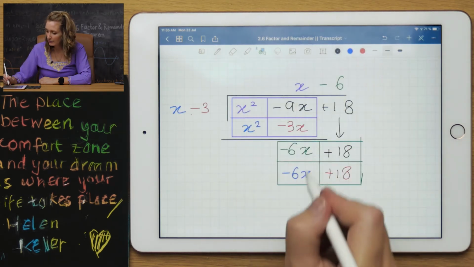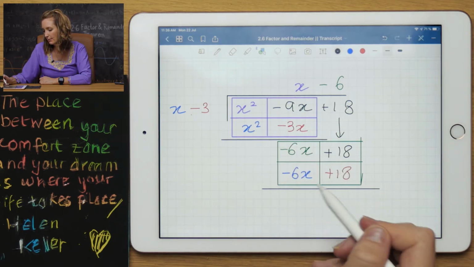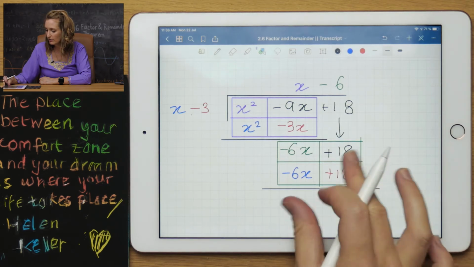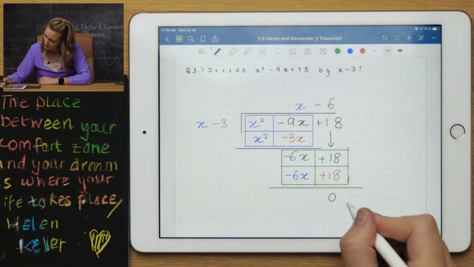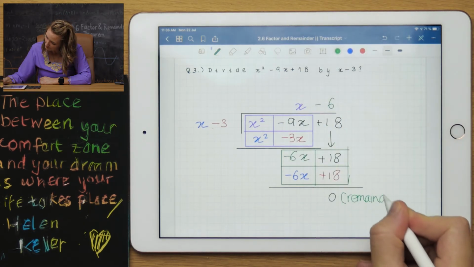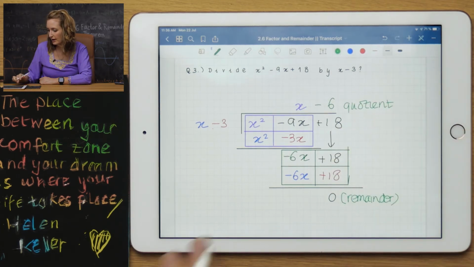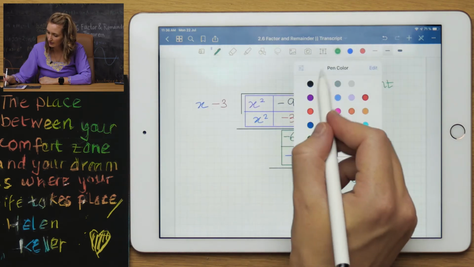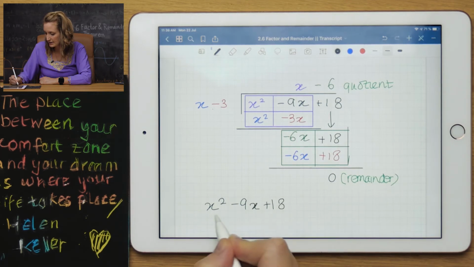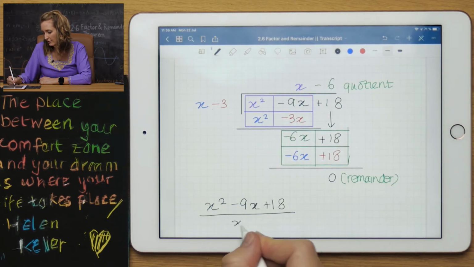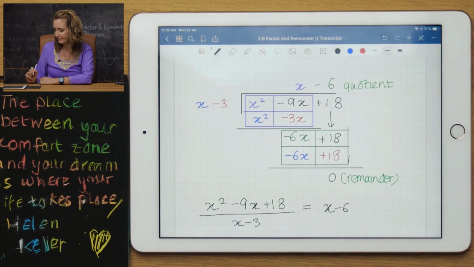And then we calculate the remainder. Minus 6 minus minus 6 would be nothing. Plus 18 minus positive 18 would be 0. So we can say that this is the remainder here. And this is the quotient up here. Okay, if you wanted to write it, you could write your answer like this. You can write x squared minus 9x plus 18 divided by x minus 3 is equal to x minus 6.